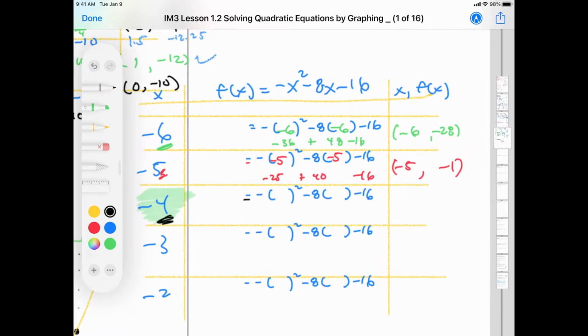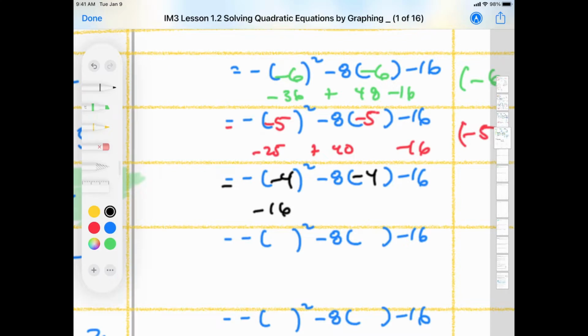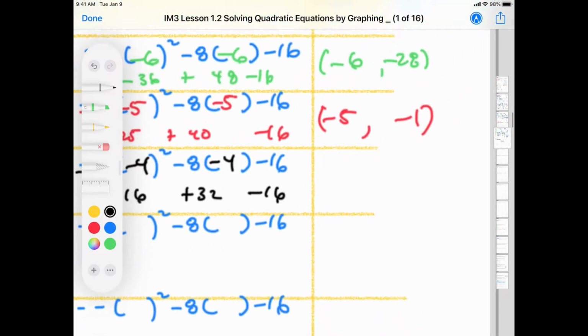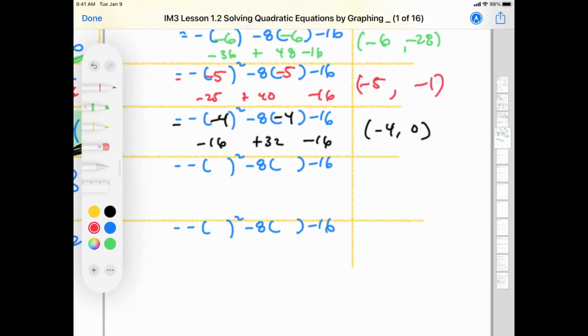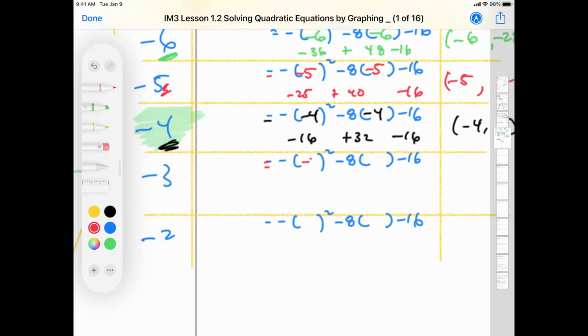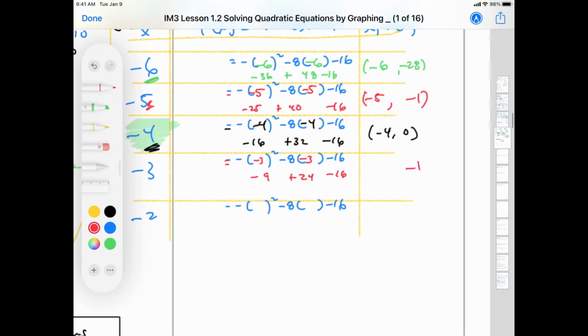All right, here we go. -4: 16, -16, positive 32, positive 16, -16, you get 0. -4, comma, 0. And let's go ahead and put in a -3 here. That becomes 9, -9, positive 24, positive 15, minus 16 gives me a -1. We put in -3, got -1, and that matches, right? See the reds? And green, what do you think it should be? It should be a -28. Let's see.